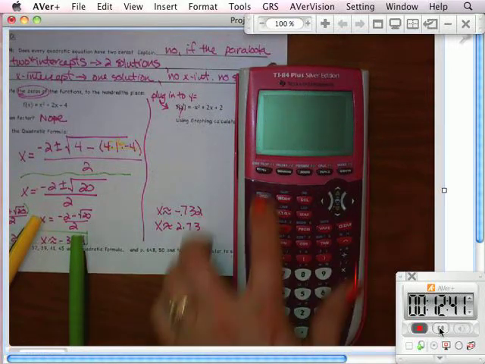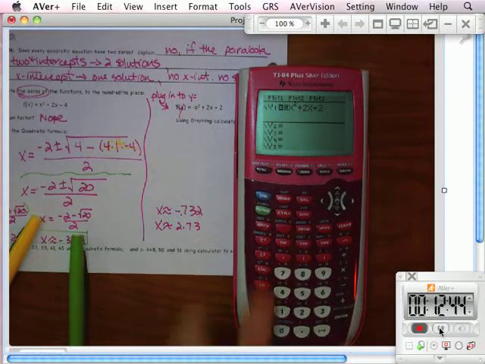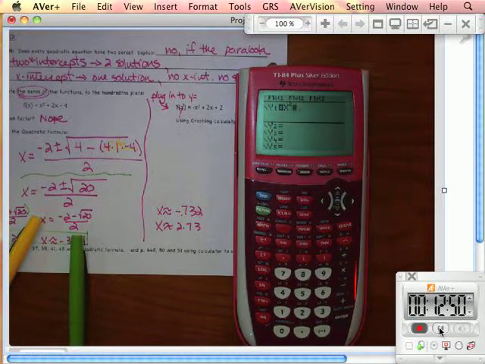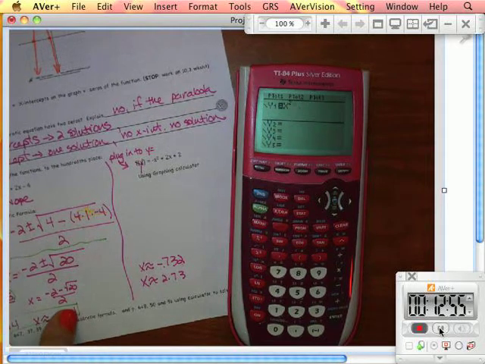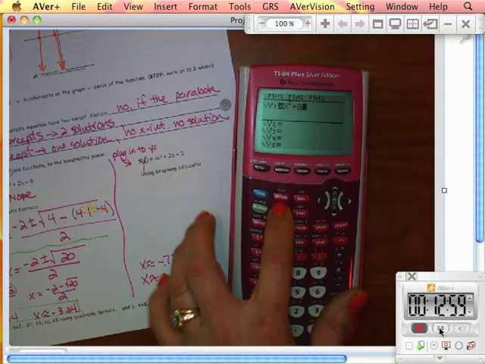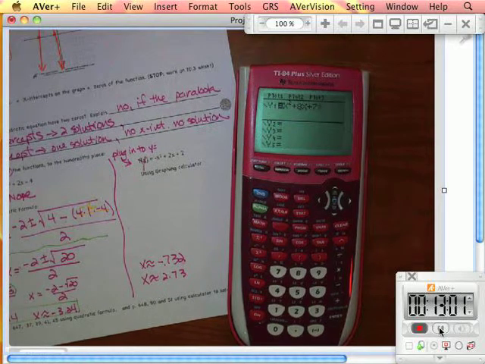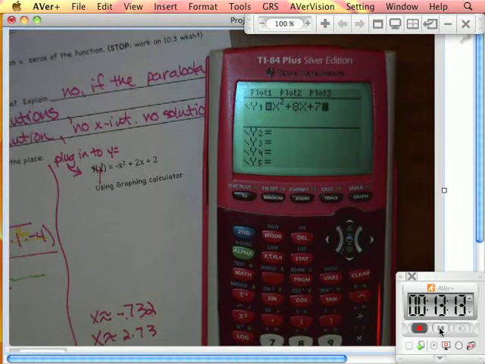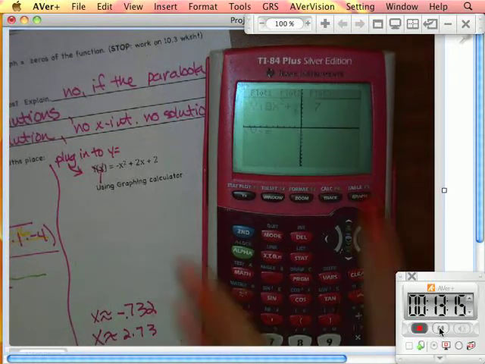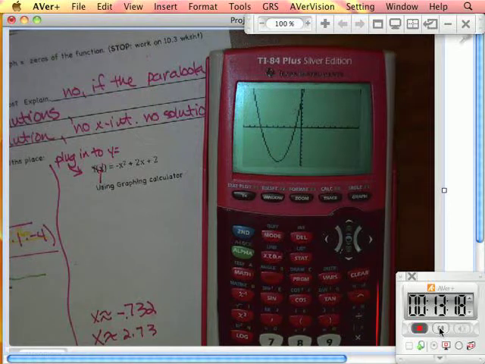Okay, y equals, let's put another one in. Let's put x squared plus 8x plus 7. Let's graph it. Just push the graph button. What's the next step if we want to get the zeros?